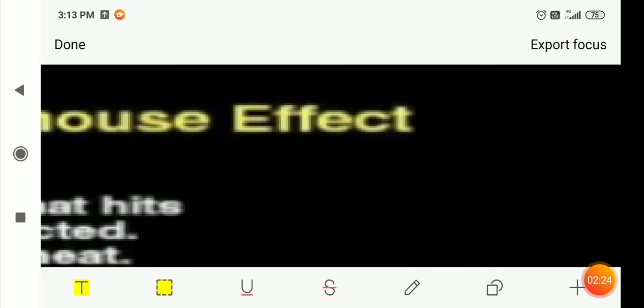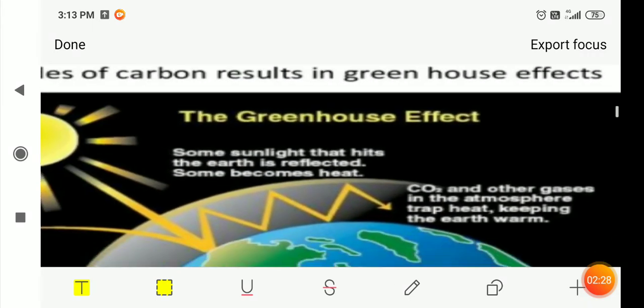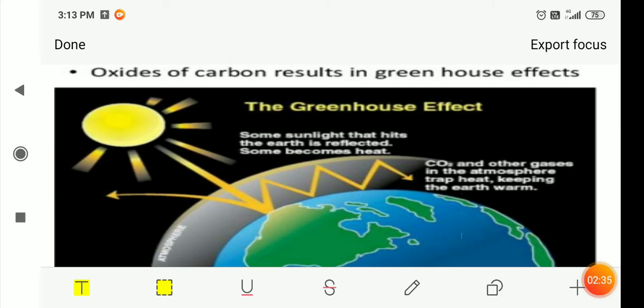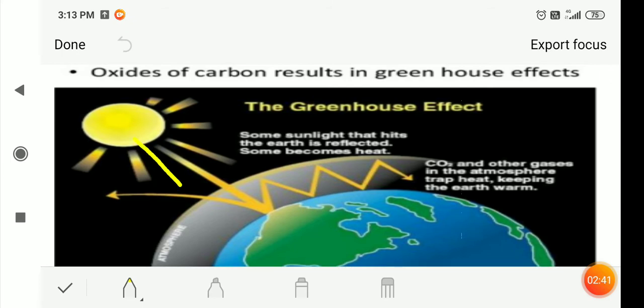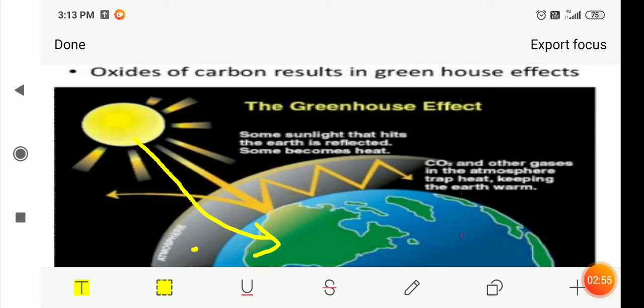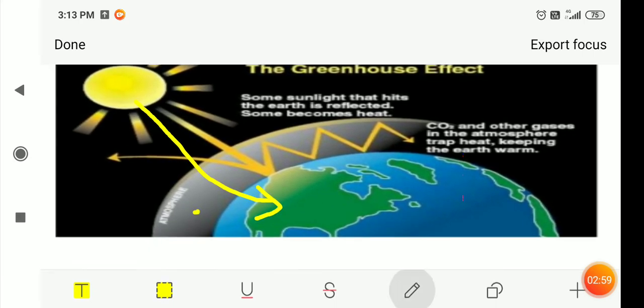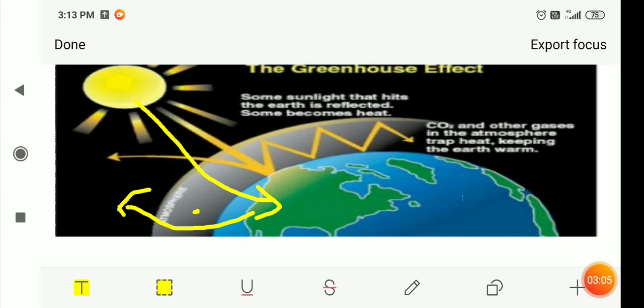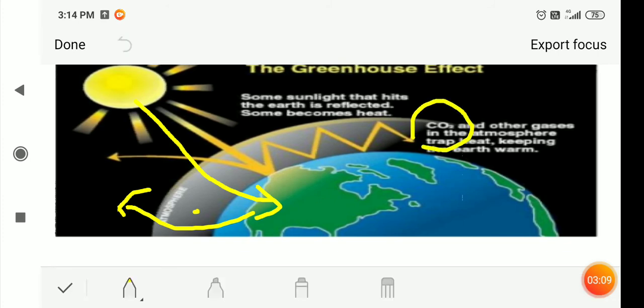The next harmful effect of air pollution is the greenhouse effect. So here we can see in this picture the greenhouse effect. How is this greenhouse effect caused? See, when the sun is giving sunlight during the day, the atmosphere allows the sunlight to come onto the earth. But what happens when the sunlight has to go back from the earth during the night? The greenhouse gases present in the atmosphere, such as carbon dioxide, do not allow the sunlight to go back.